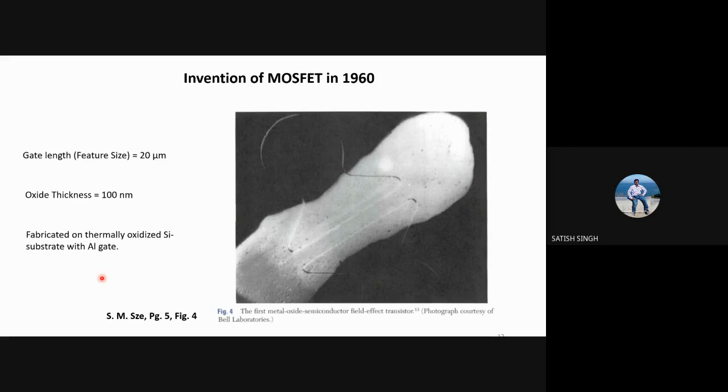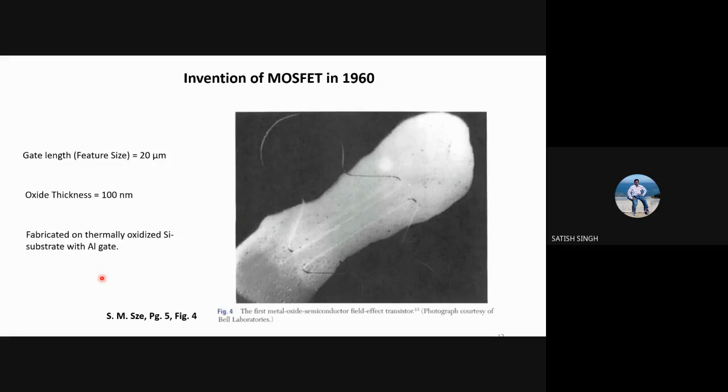Then we have to make a source connection and a drain connection, then there will be an aluminum gate or it could be a polysilicon gate. Nowadays we have a polysilicon gate. Then there will be an oxide layer, and then we have to make a connection. So these are the different terminals: body terminal, source, drain, and gate terminals. This is the picture of your first MOSFET that was built in 1960.